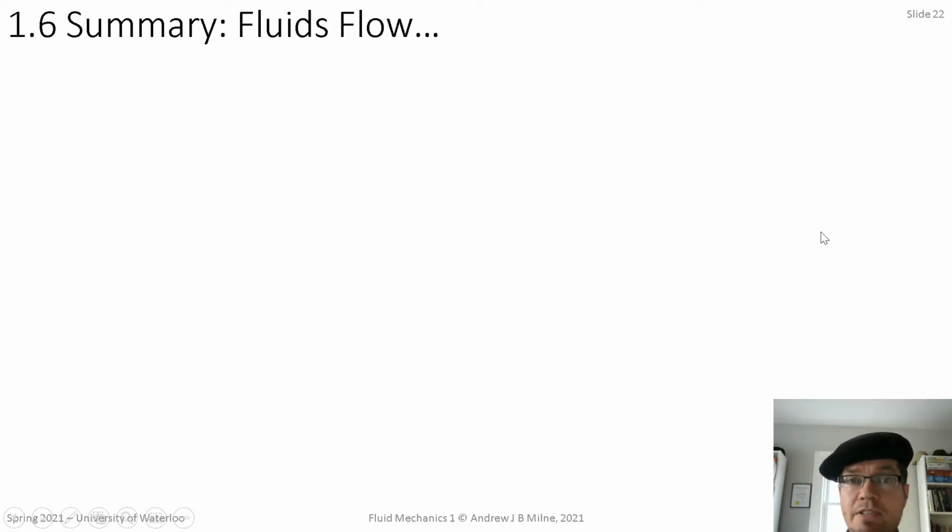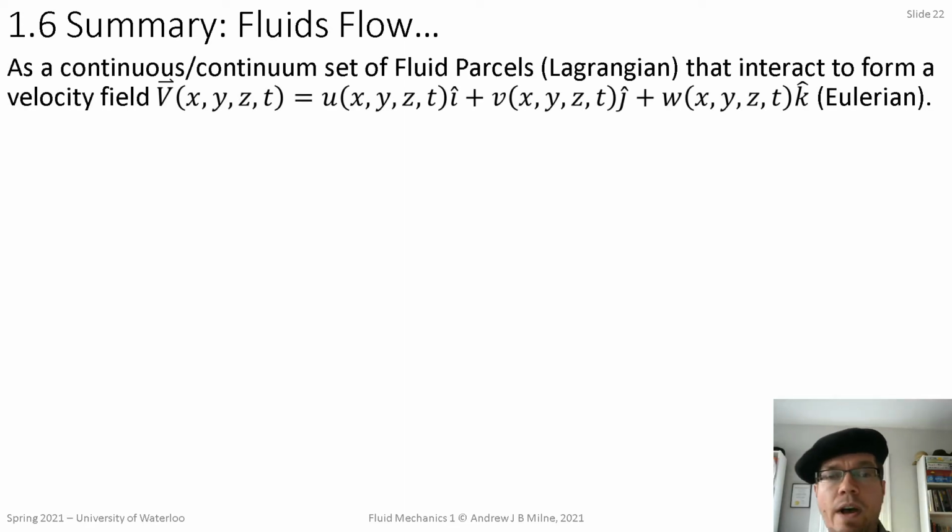So to summarize section 1 of the course, fluids flow. A bit more to it than that. Fluids flow as a continuum set of fluid parcels. You can think about each one individually in a Lagrangian sense, but because they're a continuum and they all interact with each other and there's no spaces between these fluid parcels, we also have to think about those interactions and how they form a velocity field.